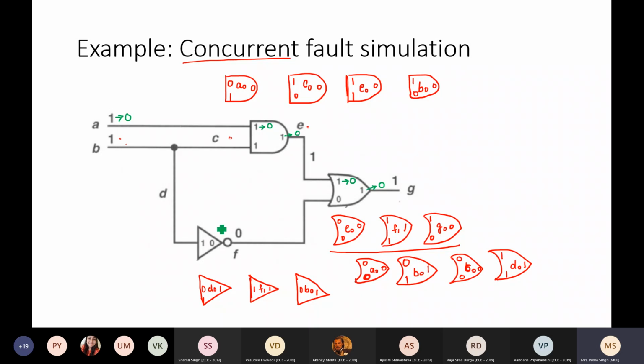It will not consider any updation in this step for this NOT gate because no event occurs at the NOT gate. तो इस list को तो वो as it is छोड़ देगा. It will preserve this list. It will not change anything here, but it will start working for changes or the updation in the fault list of AND gate and OR gate.